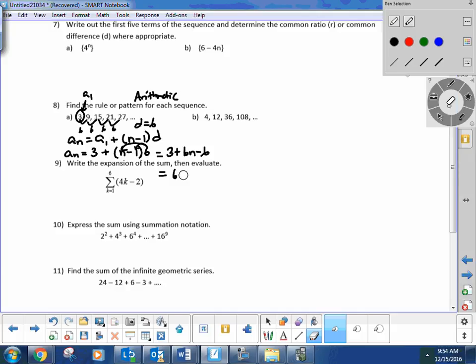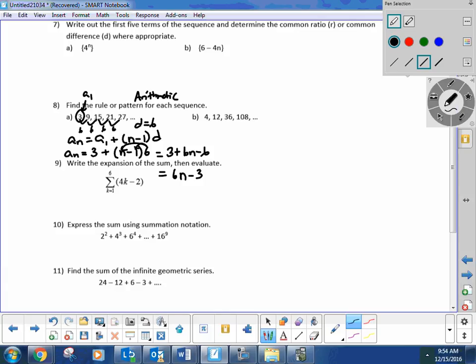Let's go ahead and make that the correct letter. 6n minus 3. So that's the solution. And anytime you want to prove it to yourself, go ahead and put in some numbers. Like if I put in 1 in there, I do get 3. If I put in 2, I do get 9. So you can always prove if you have the correct rule or pattern by just plugging in a few numbers.